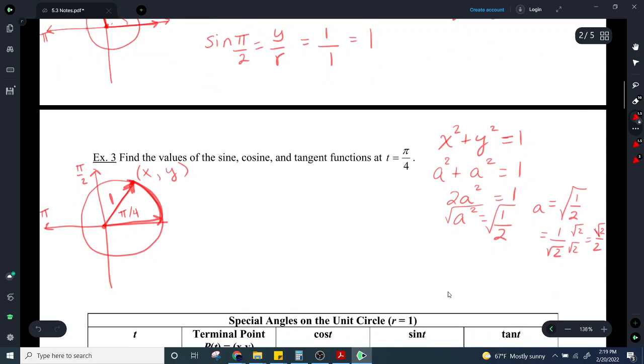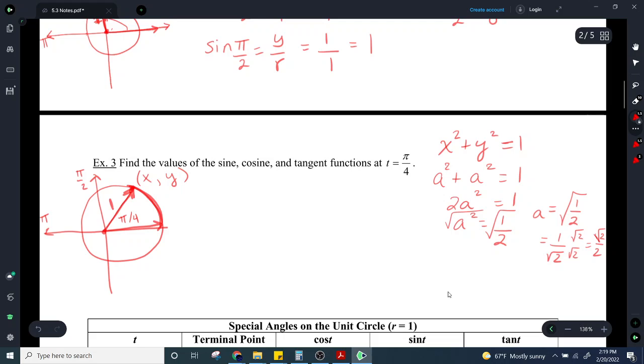So here's the idea. X and y we said were the same. The value for both of those is this root 2 over 2 that I just came up with. So the ordered pair that I'm going to work with is going to be radical 2 over 2, comma, radical 2 over 2. So this is x, this is y. Let's put it together and let's do our sine, cosine, and tangent.